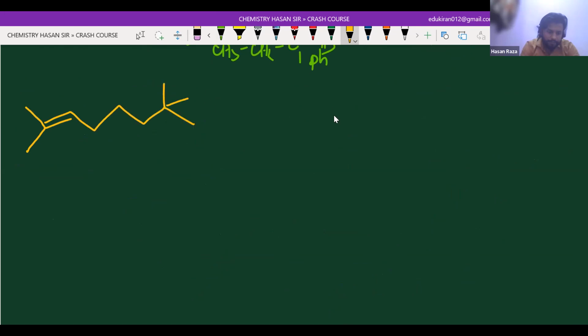First, you need to react this with H plus in the presence of heat. And then the second step, you are going to react this with HBr.